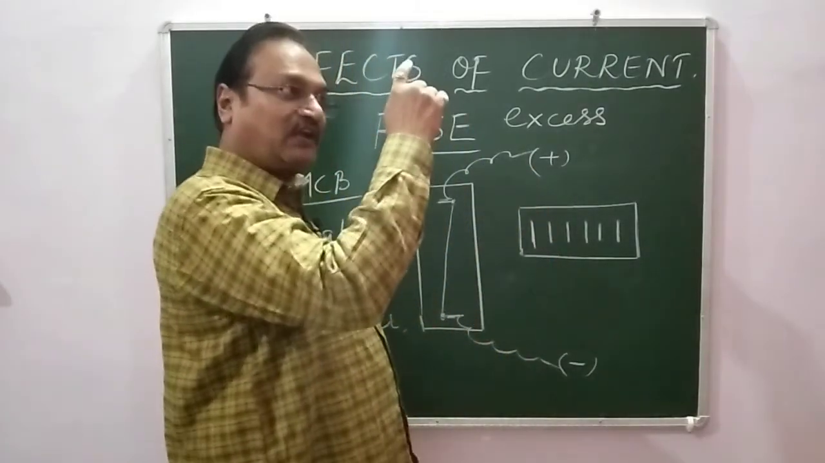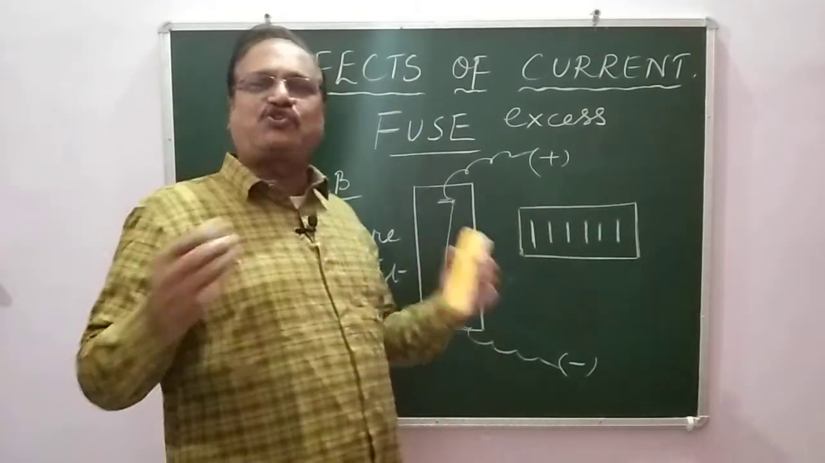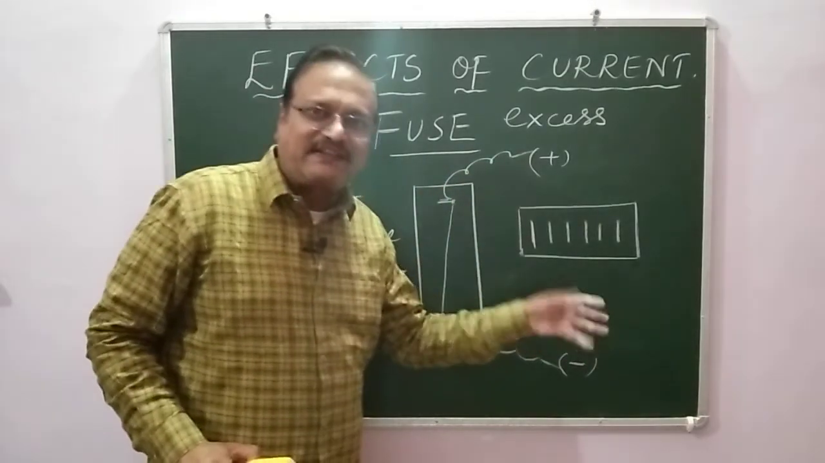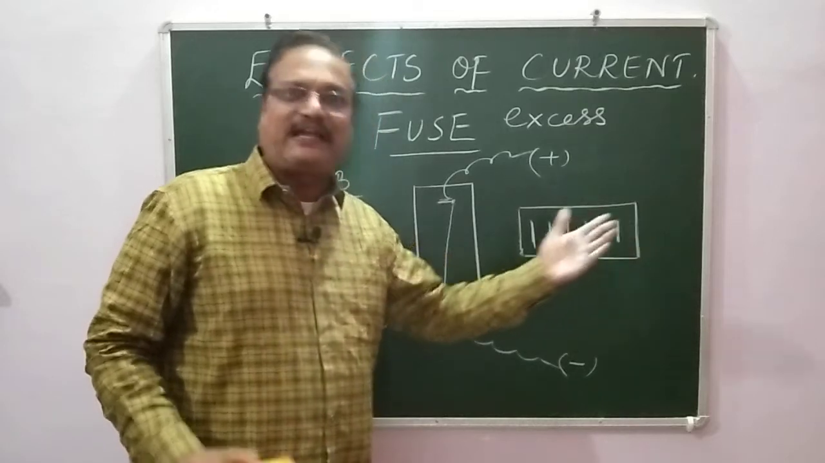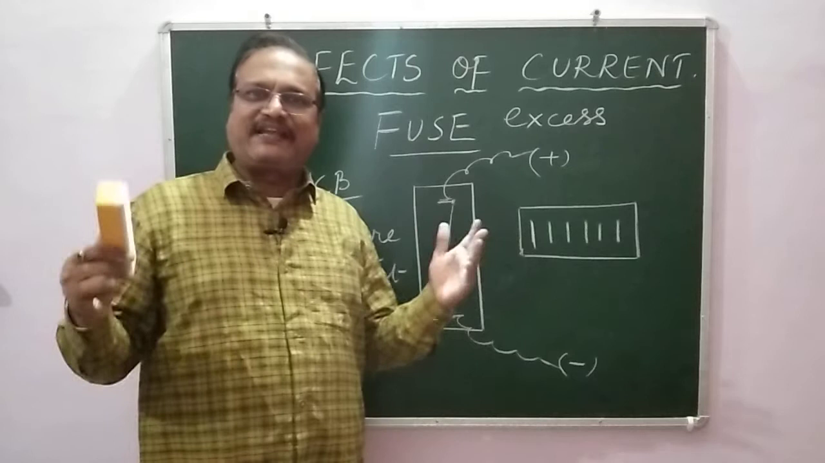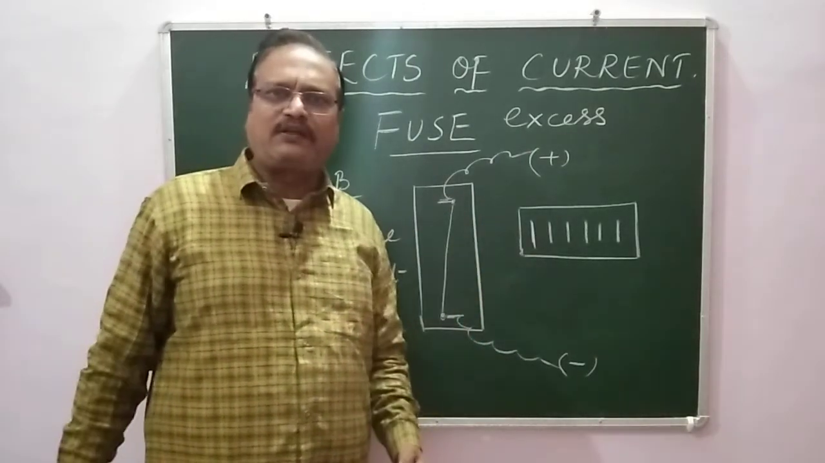The switch will come down. That means naturally, when excess current comes, the circuit will break. So no current will flow, right? And the appliances are safe then. Okay? The appliances are safe. If not, what will happen? TV will get spoiled.